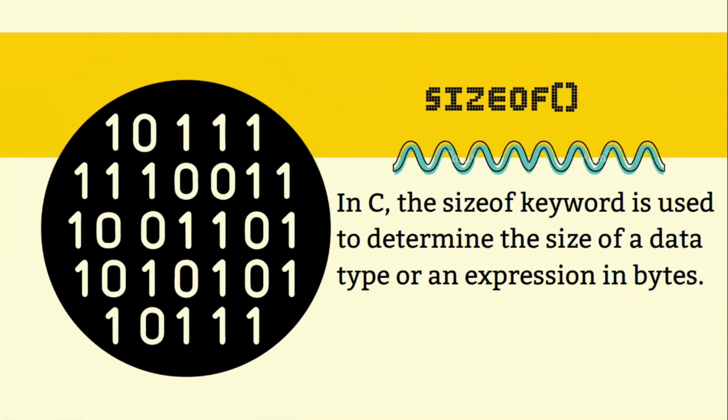In C, the sizeof keyword is used to determine the size of a data type or an expression in bytes. When used in conjunction with malloc, the sizeof keyword plays a crucial role in dynamically allocating memory based on the size of a particular data type.